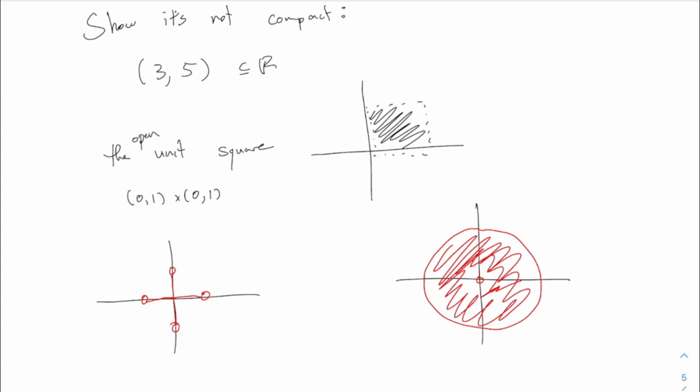This last one is what they call a punctured disk. It's a closed disk, so it has its boundary, although that's not really important. What's important about it is the puncture. That is, this does not include the origin. It includes the whole disk, but it's missing that one point in the middle. That also is not compact.